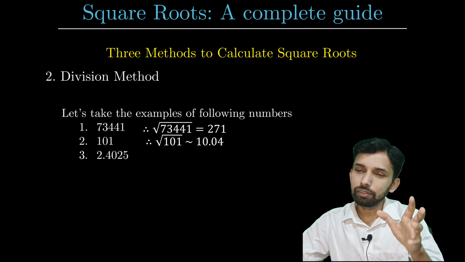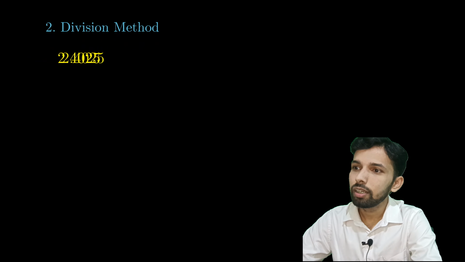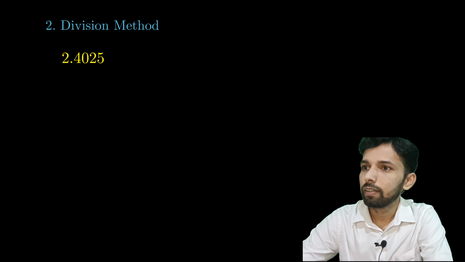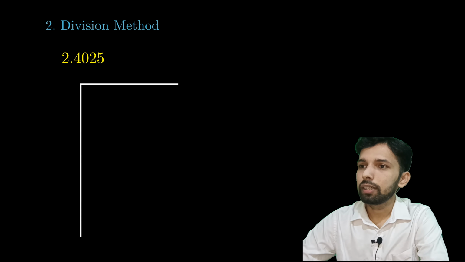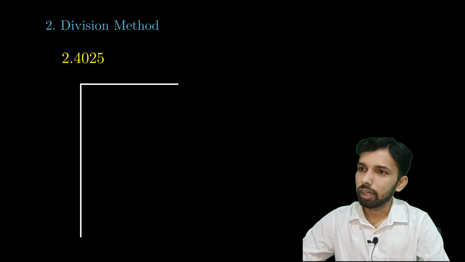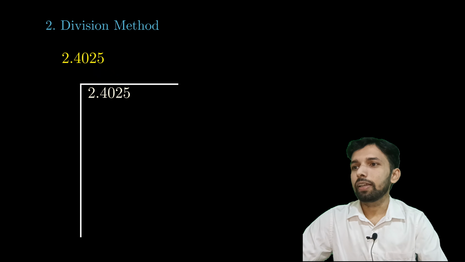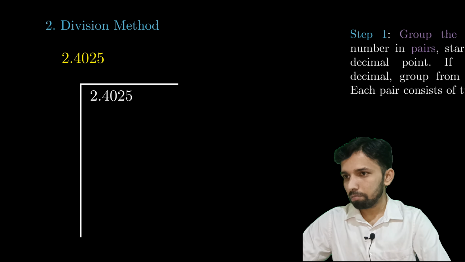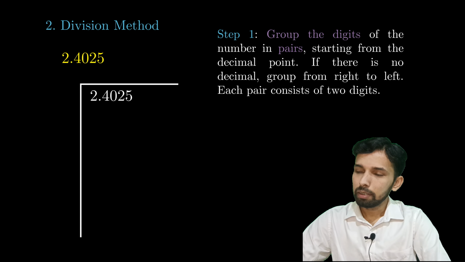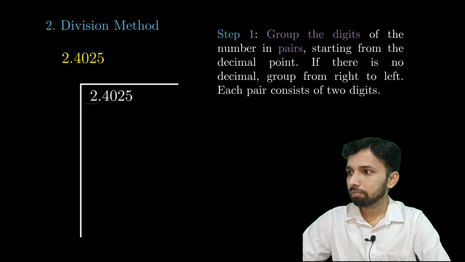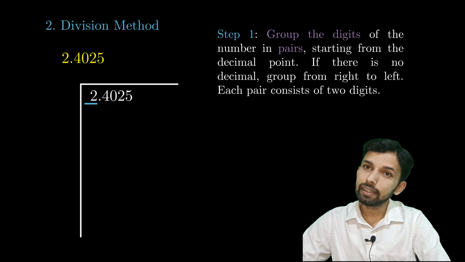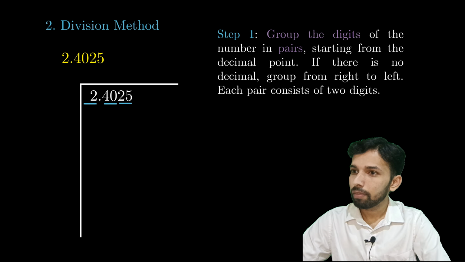Now we'll move a little quickly because it has been quite a lot. So we'll move on to the next number. Fine. So the next number is 2.4025. Again, we write it as the division. And again, we start doing it with the pairs. But again, we have to group it. And here there is something that you need to take care of. That is the catch over here.